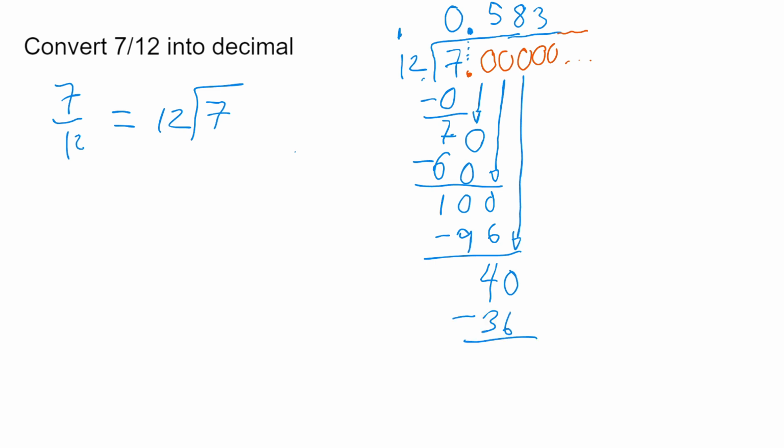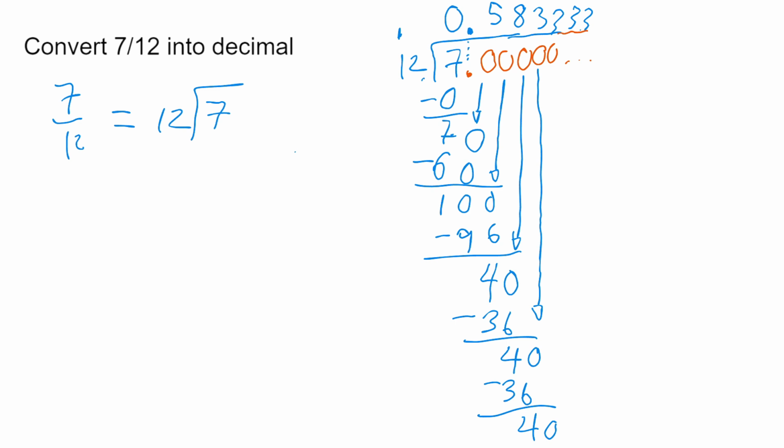Do subtraction. We have now another 4. We bring down another 0 here. We'll have 40 again, right? And again, 40 divided by 12 is 3. So what will happen here? 3 times 12 is another 36. It's going to be another 4. We do subtraction. 40. So the number 3 is going to keep on repeating.